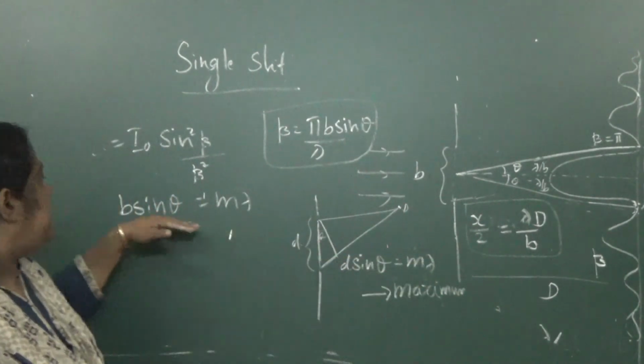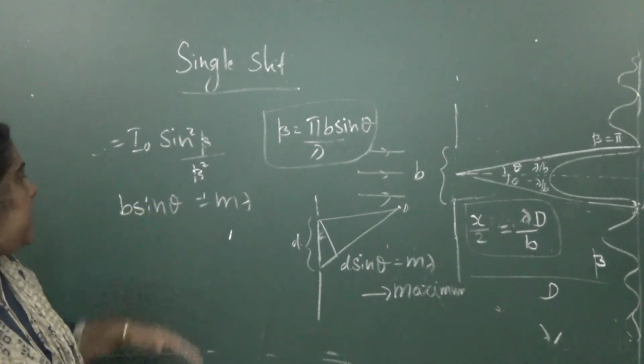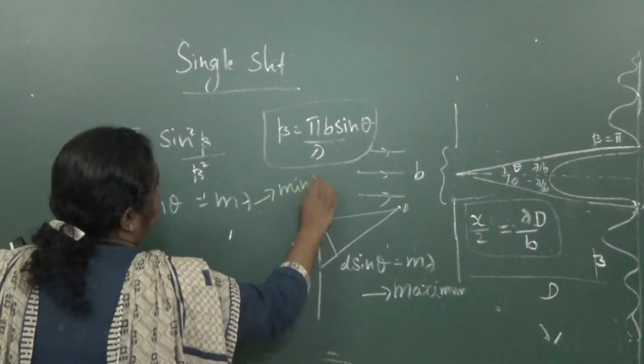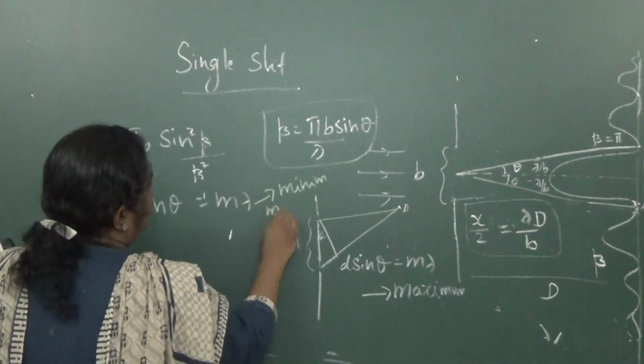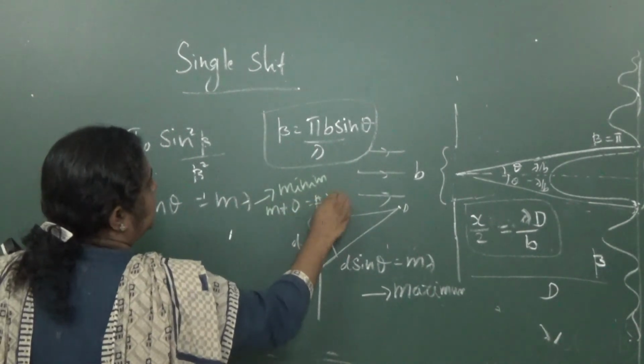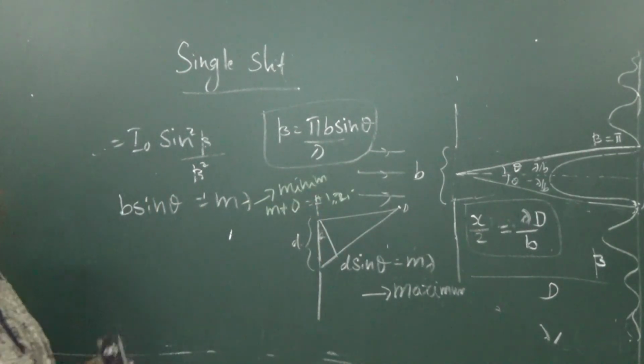At the same time, in diffraction this is the condition for minimum. That is very important. Minima where m is not equal to 0, m is equal to plus or minus 1, 2, etc.